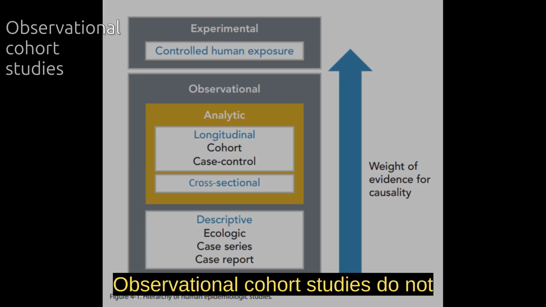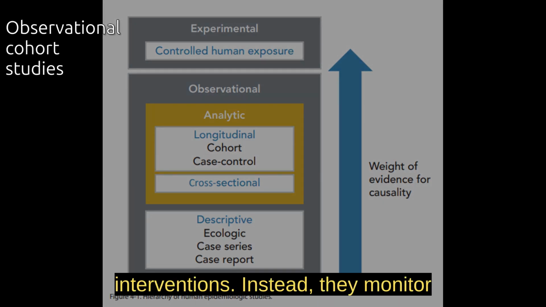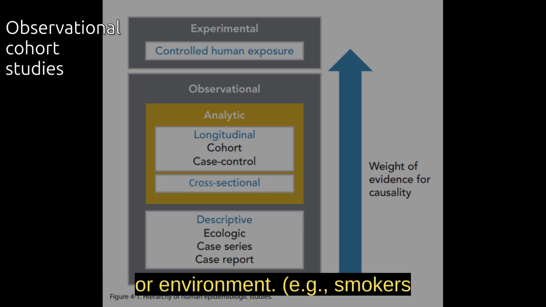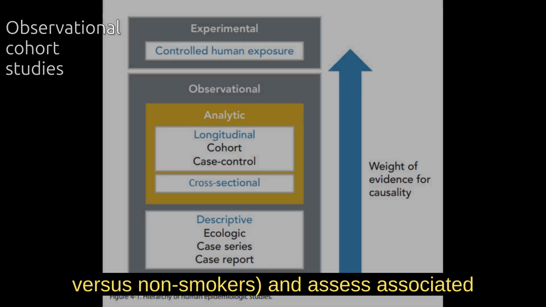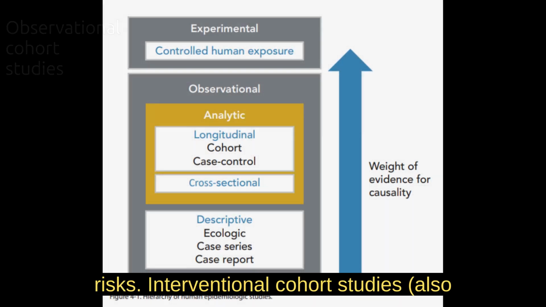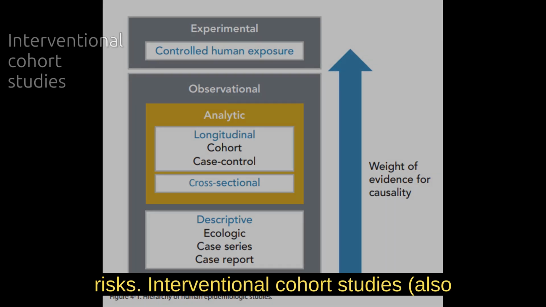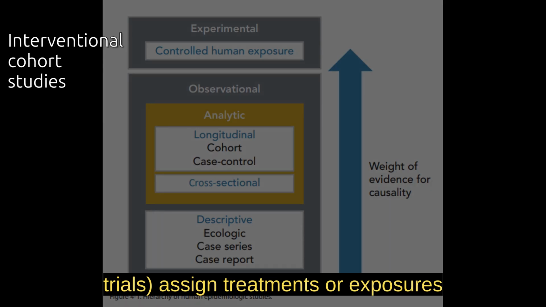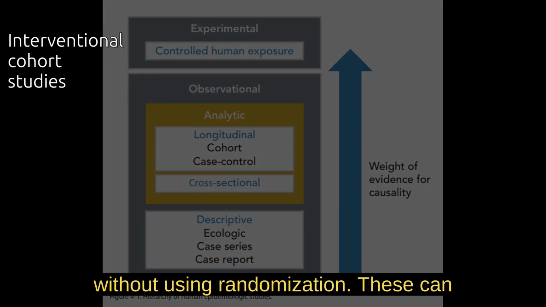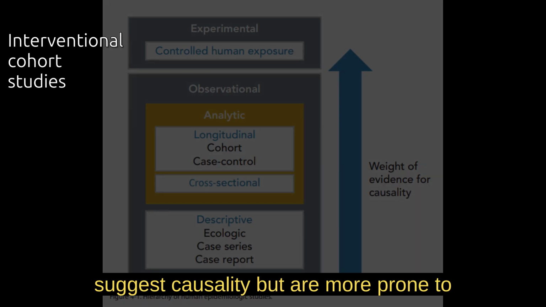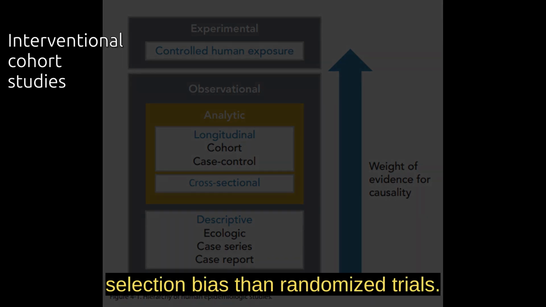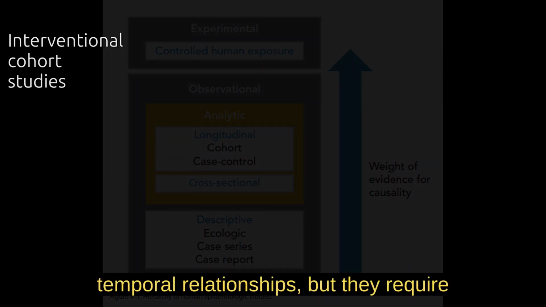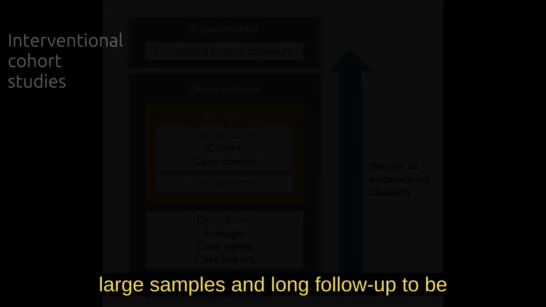Observational cohort studies do not involve any researcher-assigned interventions. Instead, they monitor natural variations in behavior, lifestyle, or environment, for example, smokers versus non-smokers, and assess associated risks. Interventional cohort studies, also called non-randomized interventional trials, assign treatments or exposures without using randomization. These can suggest causality, but are more prone to selection bias than randomized trials. Both types can reveal incidence and temporal relationships, but they require large samples and long follow-up to be informative.